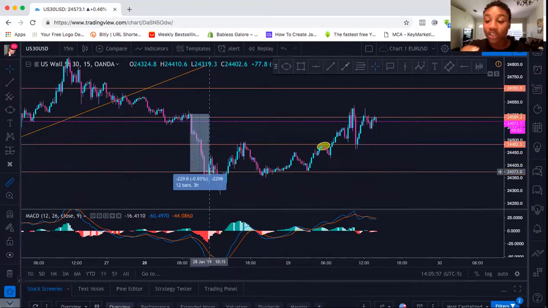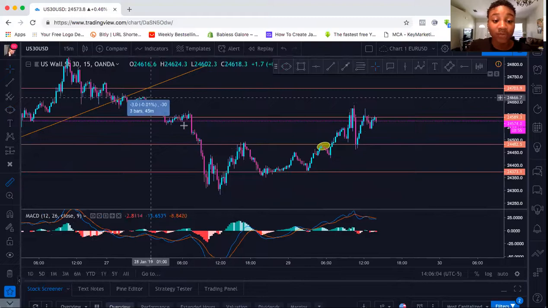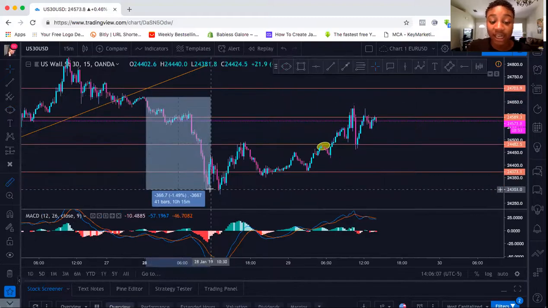Bam, 2,000 pips. And imagine if I would have traded this as soon as the market opened Sunday here. I could have just grabbed all these from here all the way down until Monday. And I cashed out literally at 8 p.m. Monday, and that was it.